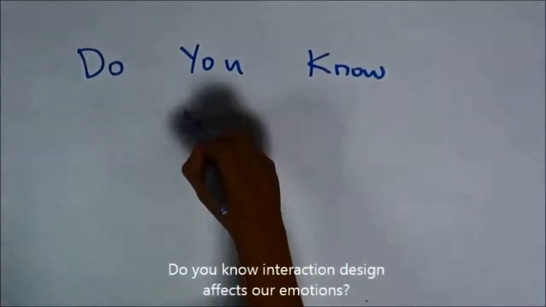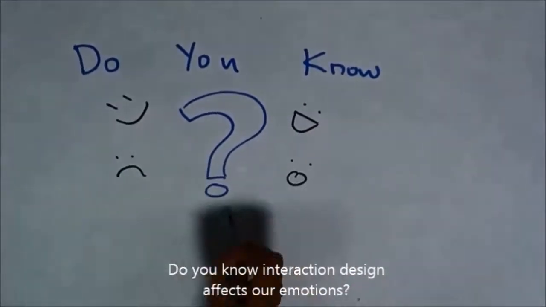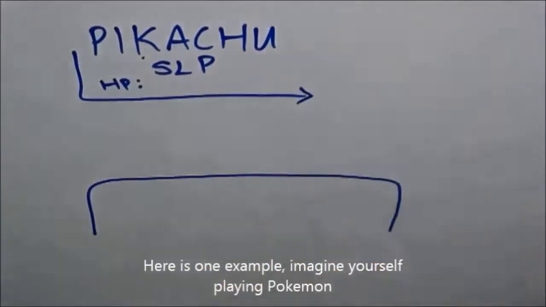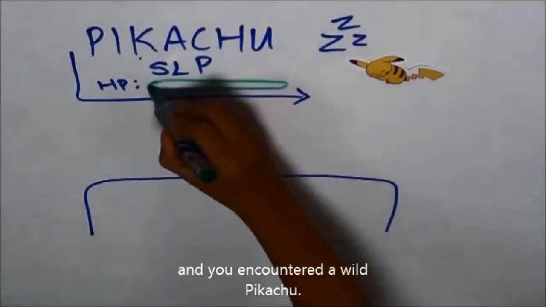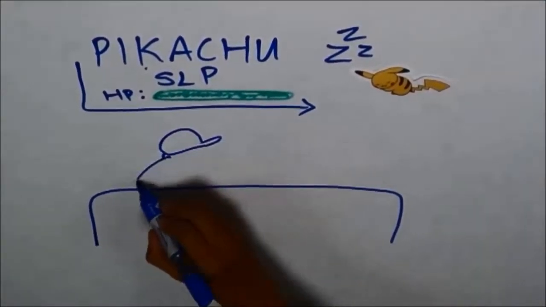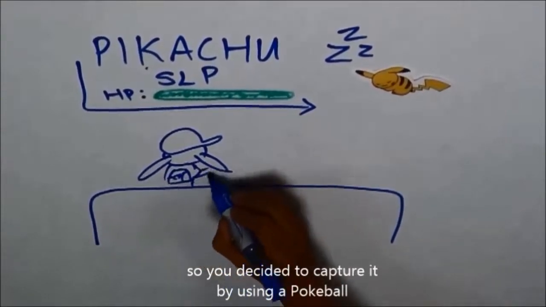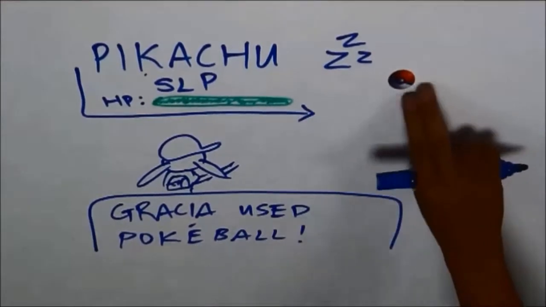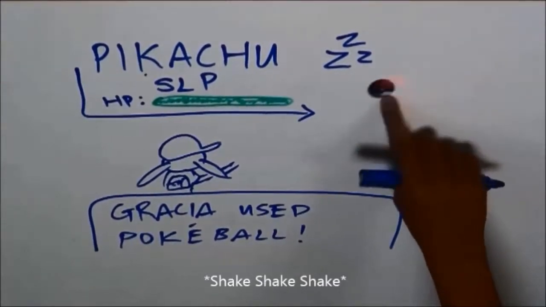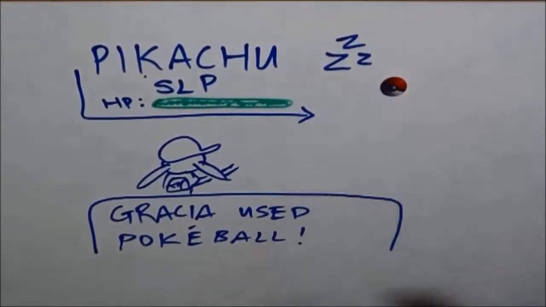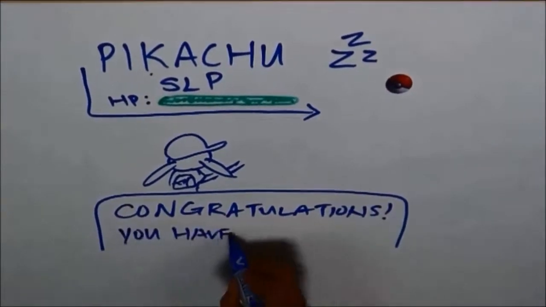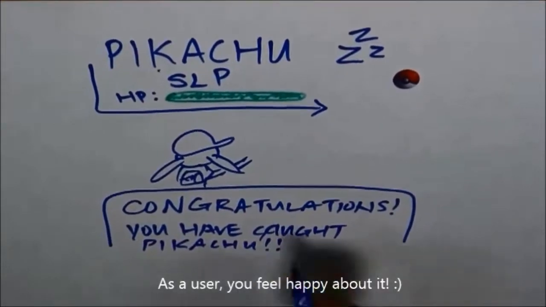Do you know interaction design affects our emotions? Here is one example. Imagine yourself playing Pokemon and you encountered a wild Pikachu. So you decide to capture it by using a Pokeball. Finally, you succeeded in catching Pikachu. Congratulations! Woohoo! As a user, you feel happy about it.